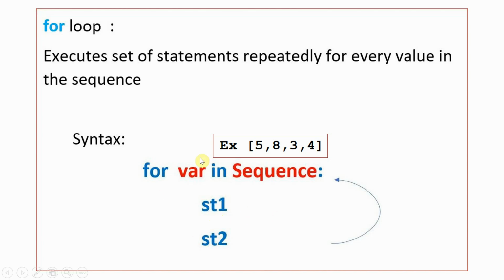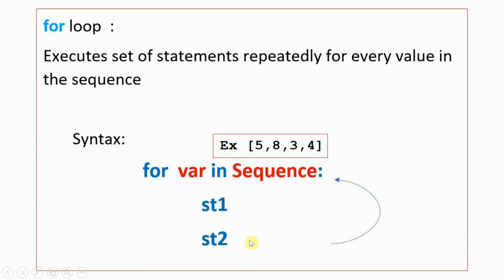Now, how does this for loop run? As per the definition, it executes the set of statements repeatedly for every value in the sequence. That means, suppose here in the sequence I have written four values. The first value is 5, the next values are 8, 3, 4. First this variable will take the first value, 5. 5 is assigned to var. After assigning that, statements 1 and 2 will be executed one time.